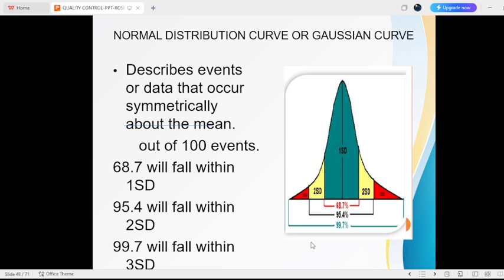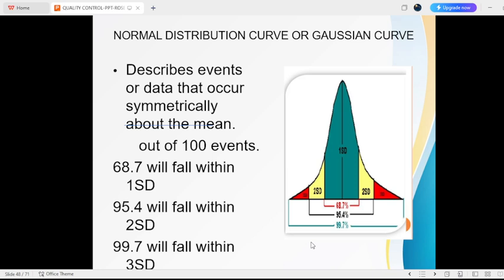First of all, the normal distribution curve. It is also known as the Gaussian curve. It describes events or data that occur symmetrically about the mean. If we consider we have 100 events, then out of 100, 68.7 will fall within 1 SD, 95.4 will fall within 2 SD, and 99.7 will fall within 3 SD. This is the normal distribution curve, that is the Gaussian curve.